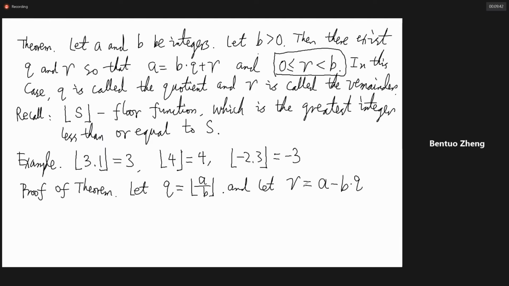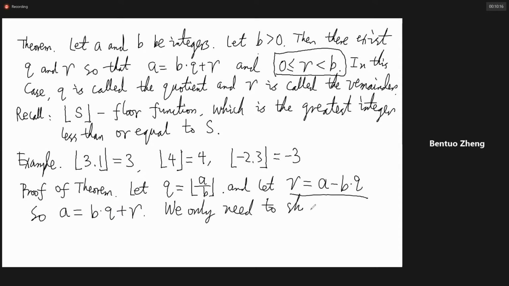What remains is to show that this r satisfies the restriction r greater than or equal to 0 and strictly less than b. And it is clear that we get a is equal to b times q plus r. This just comes from the definition of r, so this equation holds. We only need to show that r is greater than or equal to 0, strictly less than b.